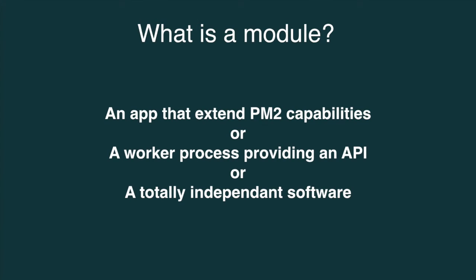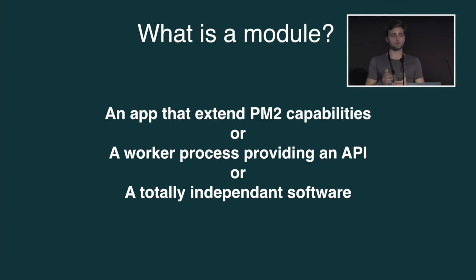So what is a module? It's an application that extends the PM2 capabilities, because there is an API on PM2, so you can interact with PM2 programmatically. You just need to put it in your package.json. After, you can call pm2.start with the name of my file. You can pass the options you want, like the JSON I showed you before, as a parameter. It can be a worker process providing an API. In the future, it would be interesting, because microservices are a real trend.